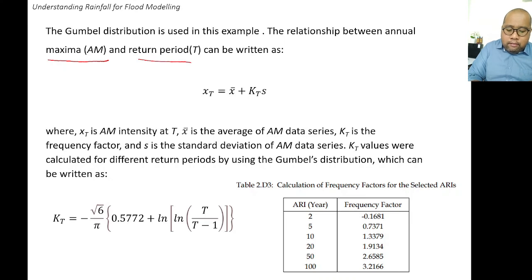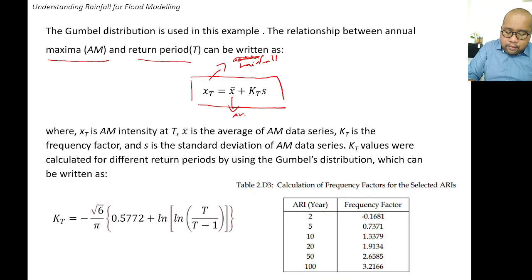which is the relationship between the annual maximum rainfall and the return period T. The relationship between annual maximum and the return period can be represented by this equation, where X is the rainfall intensity, and X̄ here is the average of the annual maximums, and KT is the factor or the constant, which is the KT value.